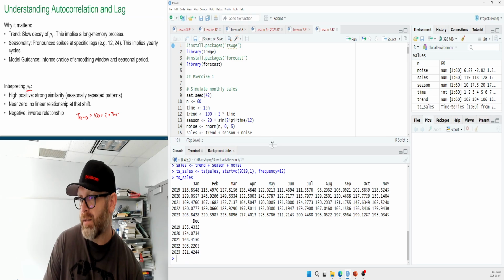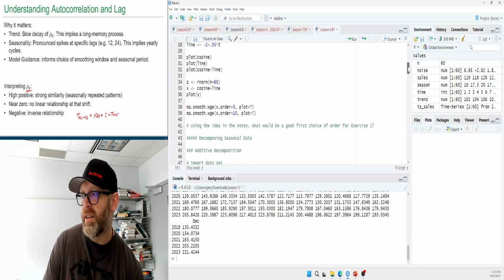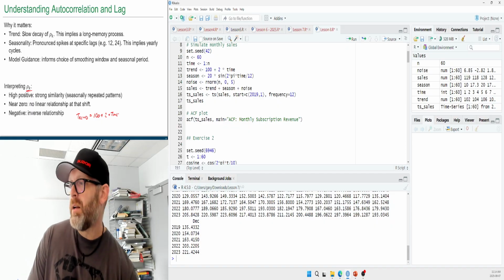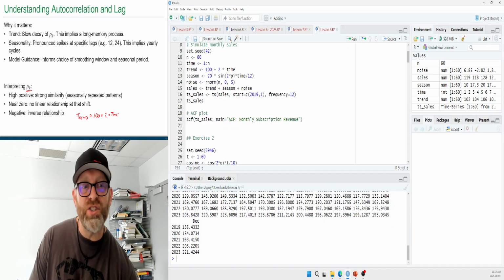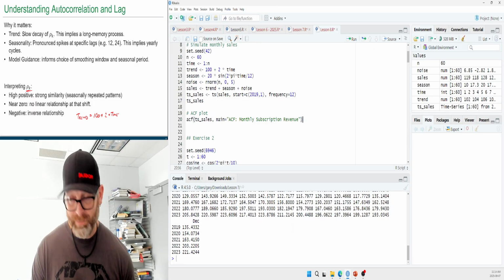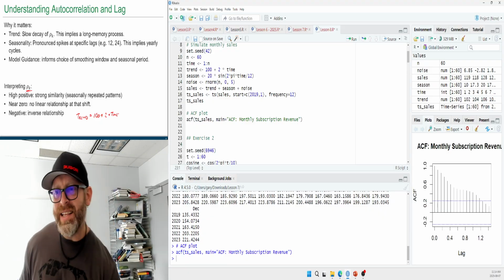Okay, so let's go down here. So if I wanted to plot this, I wanted the autocorrelation plot, I'm going to use the ACF function. So I'm going to put in ts_sales. That is the time series that we just created. And I want to label the main title here, and I'm going to say ACF monthly subscription revenue. All right, and we see the graph of this now.